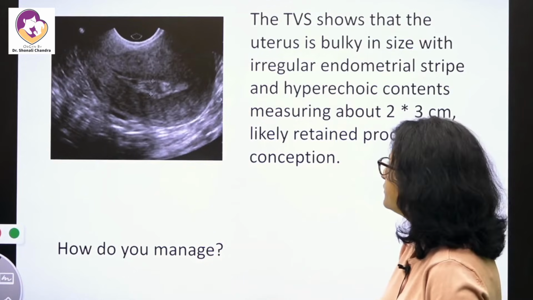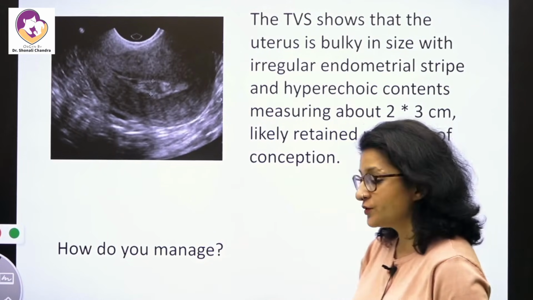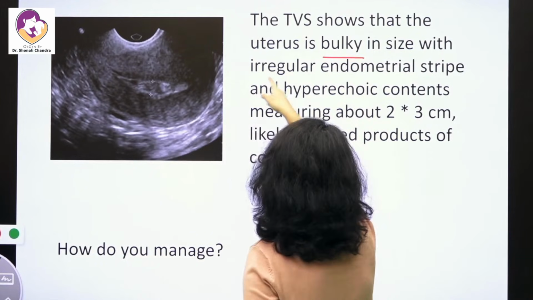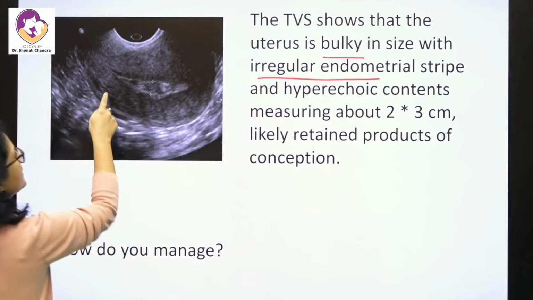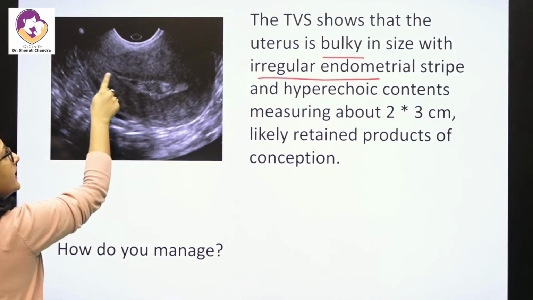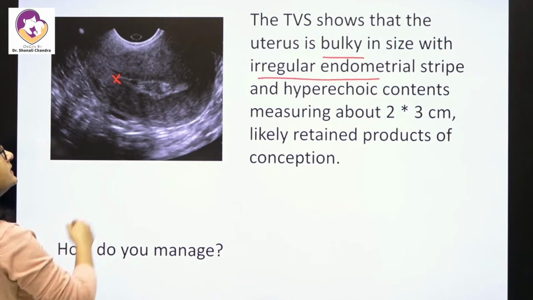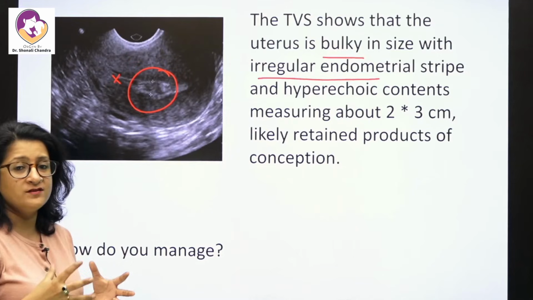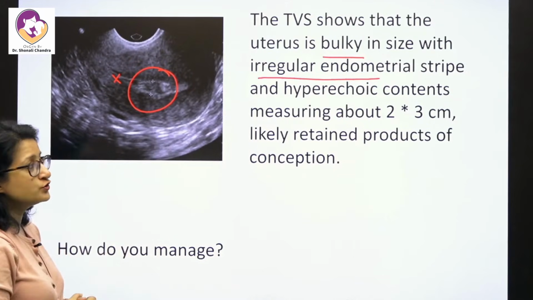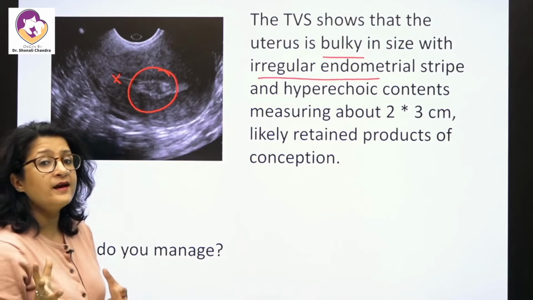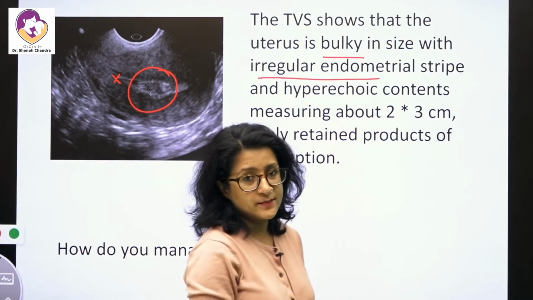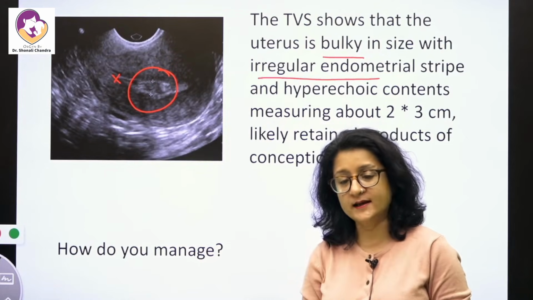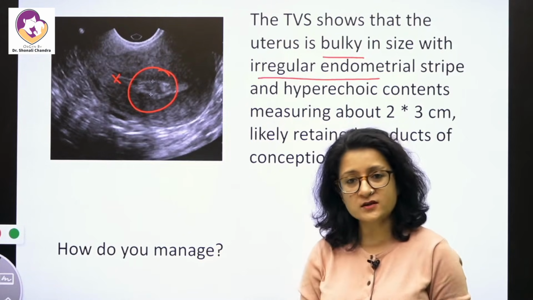So on ultrasound, as you can see here, the transvaginal sonography shows that the uterus is bulky in size. There is an irregular endometrial stripe, and what is important is that there are hyperechoic contents inside the endometrial cavity, measuring about 2 to 3 centimeters. Likely they are retained products of conception. So that means some of the products are still left inside. It is incomplete abortion. The diagnosis is confirmed.